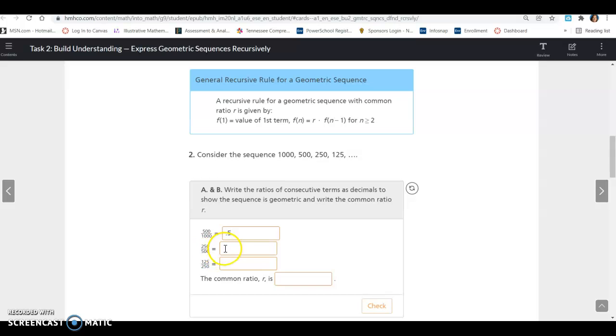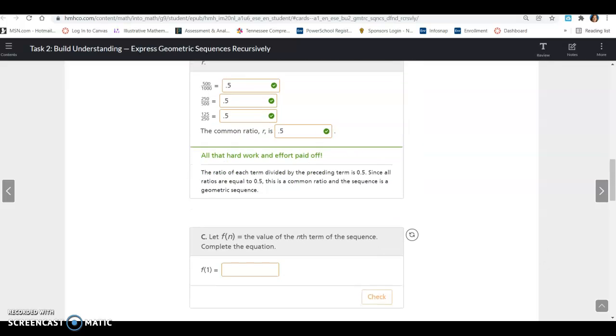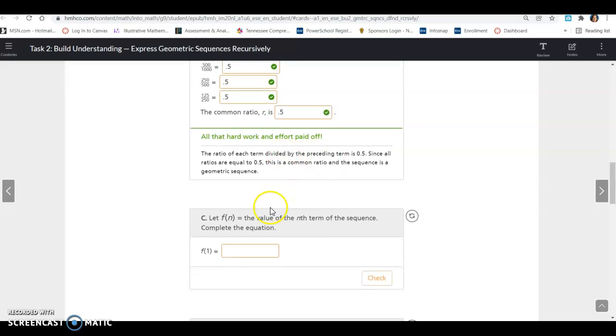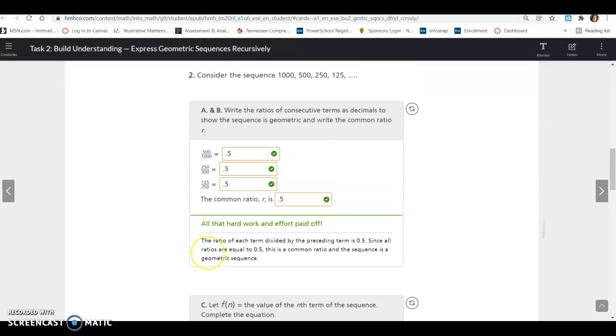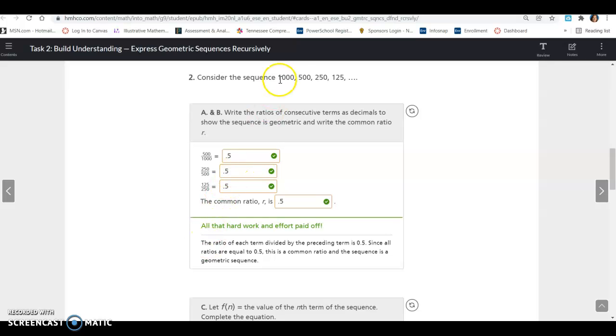All right, also 250 divided by 500, that's also a half. 125 is half of this, so 0.5 again. So since those are all common, your common ratio is 0.5. So this is the common ratio for this sequence right here, okay? All right, so it says, let f of n be the value of the nth term of the sequence, complete the equation. All right, what is f of 1? So they want to know what is our first term. Well, if we look right here, the first term of this sequence is 1,000.